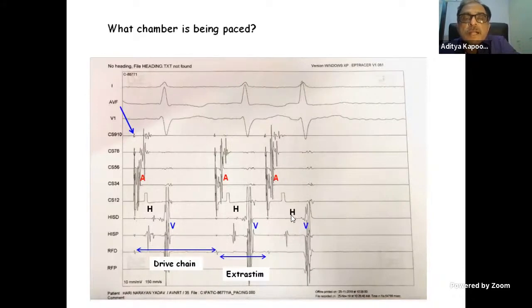It decrements slightly, as Dr. Vivek was telling us. As you bring the prematurity of the extra stimulus, there is a slight AH delay. And if you see this, A goes to H, V, and there is silence after that, followed by resumption of sinus rhythm, which we have not shown. So this is how you will keep on bringing down the extra stimulus.